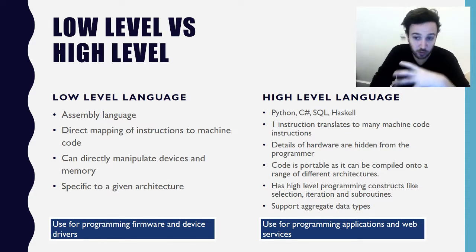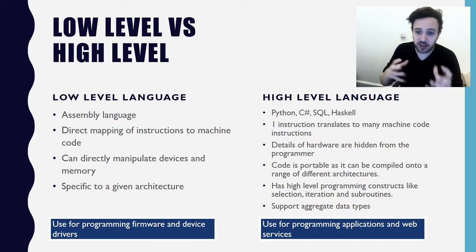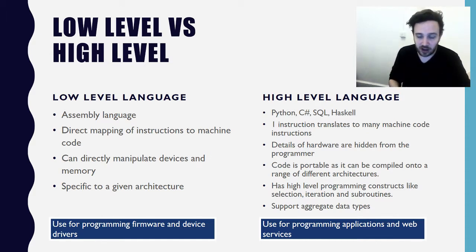High-level languages is what you'll be much more familiar with programming in. So Python, C#, SQL, Haskell, they're all high-level programming languages. One instruction in a high-level programming language translates to many instructions in machine code. And as a result, it's much quicker to program in high-level languages.